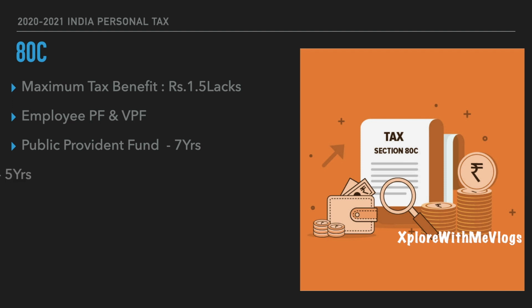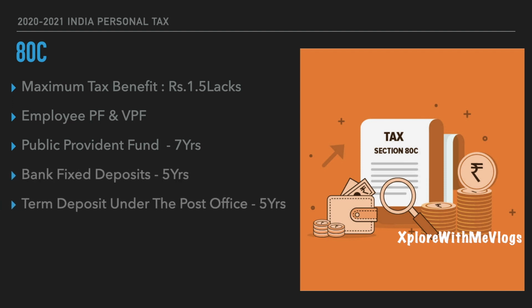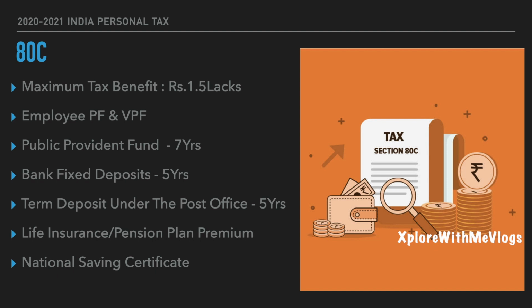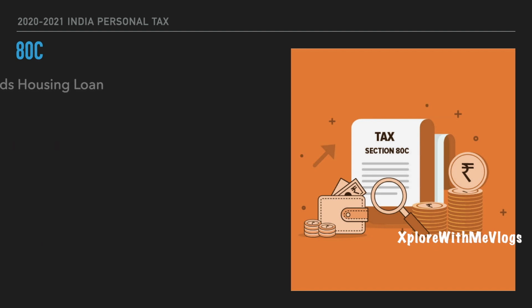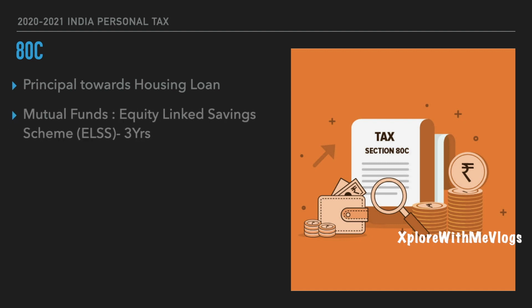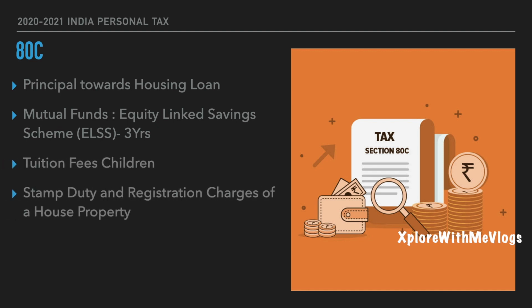80C allows deduction for investment made in Employee Provident Fund, Voluntary Provident Fund, Public Provident Fund, Bank and Post Office Fixed Deposit for 5 years term, Life Insurance Premium, National Savings Certificate. Also it can be availed via principal in home loan, Equity-Linked Savings Scheme Mutual Funds also called ELSS, tuition fees for children, stamp and registration charges for house property, Sukanya Samriddhi account, Unit-Linked Insurance Plan also called ULIP.